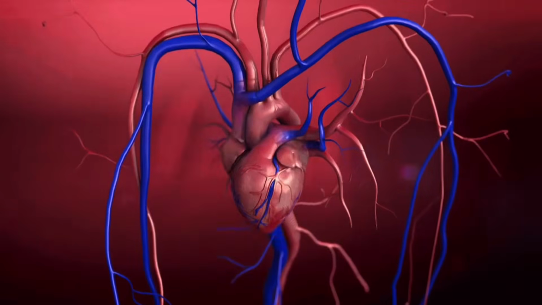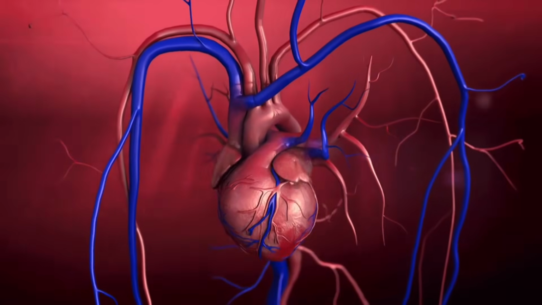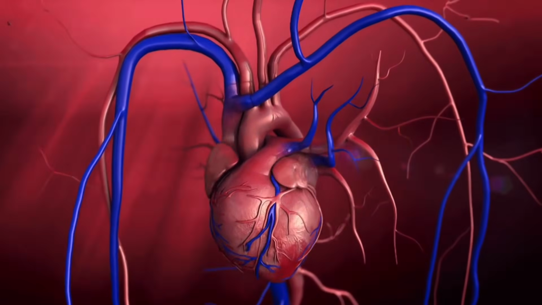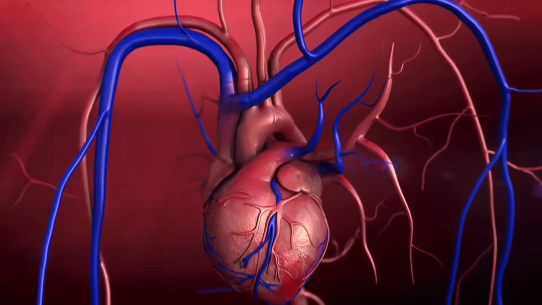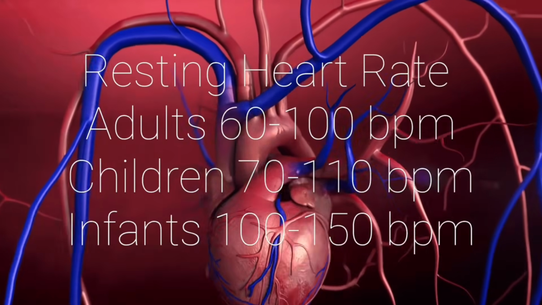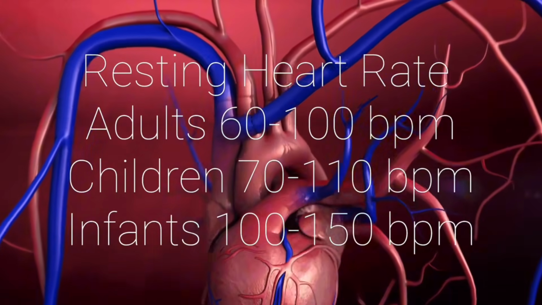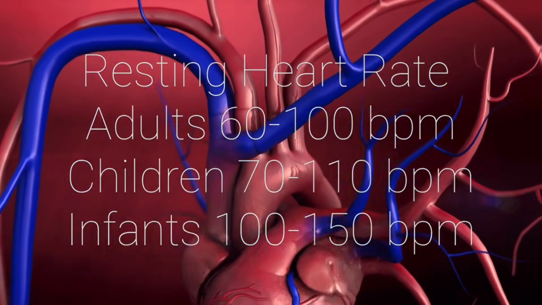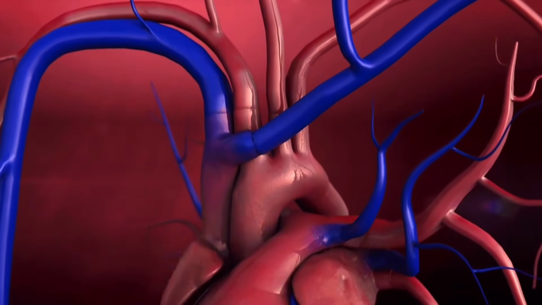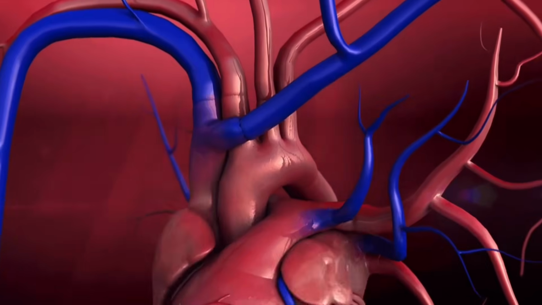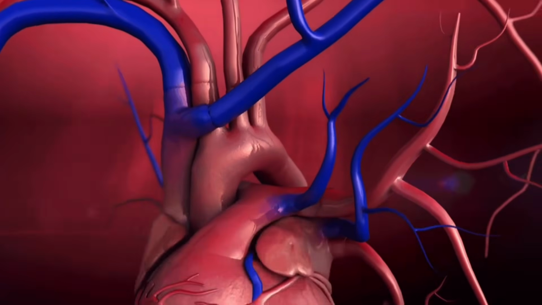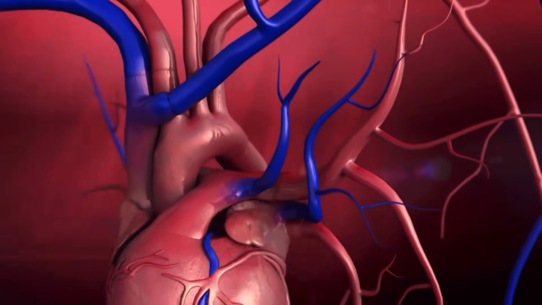The heart. The heart is a muscular organ located in front of the chest, slightly left to the sternum or the breastbone. A resting heart rate for adults is 60 to 100 beats per minute, and in children, 70 to 110 beats per minute. According to the CDC, heart disease is the number one leading cause of death in America, and 90% of these heart diseases are preventable.